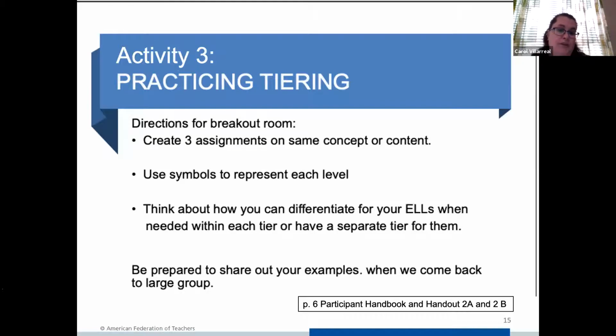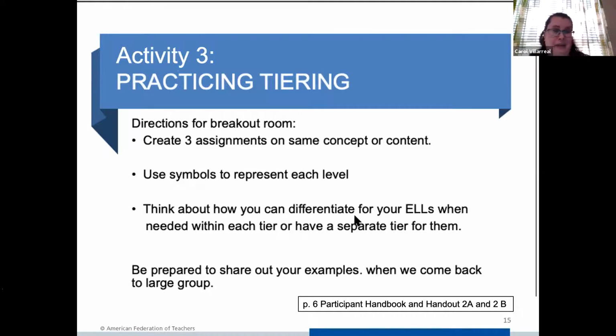Think about how you can differentiate for your ELLs when needed within each tier, or have a separate tier for them. So the ELLs do not always have to be a separate tier. They can be within a certain tier in the assignment as well. Like using sentence stems would be a good example of how you can differentiate for them, or giving them a list of words. Be prepared to share out your examples when we come back.